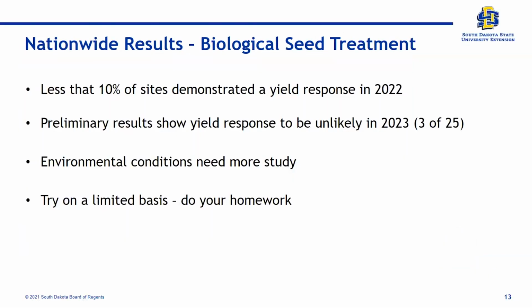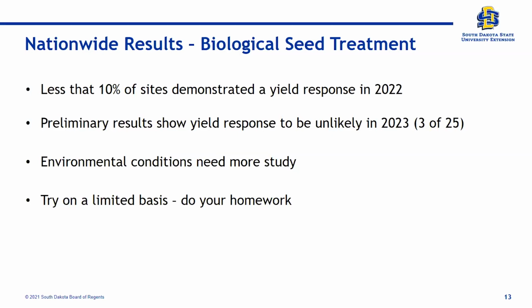So nationwide results, biological seed treatments: less than 10% of the sites demonstrate a yield response in 2022. So these are the conclusions made from that study, of course. Preliminary results show yield response to be unlikely in 2023, of course, 3 of the 25. And environmental conditions need more study.